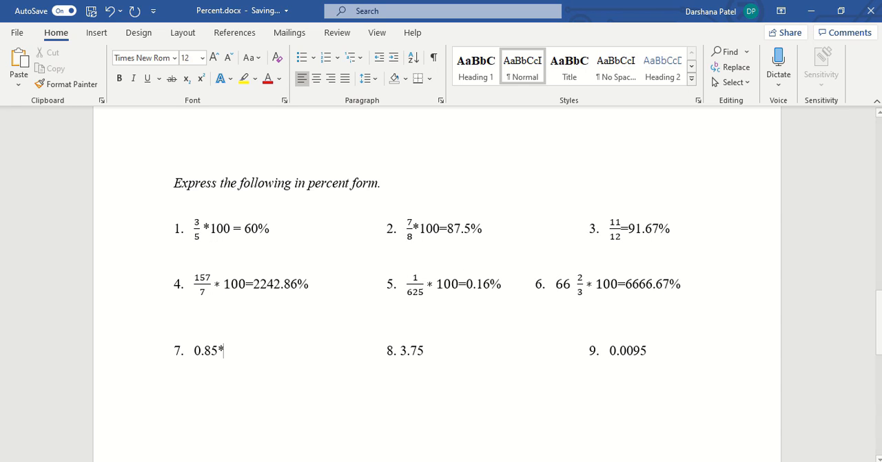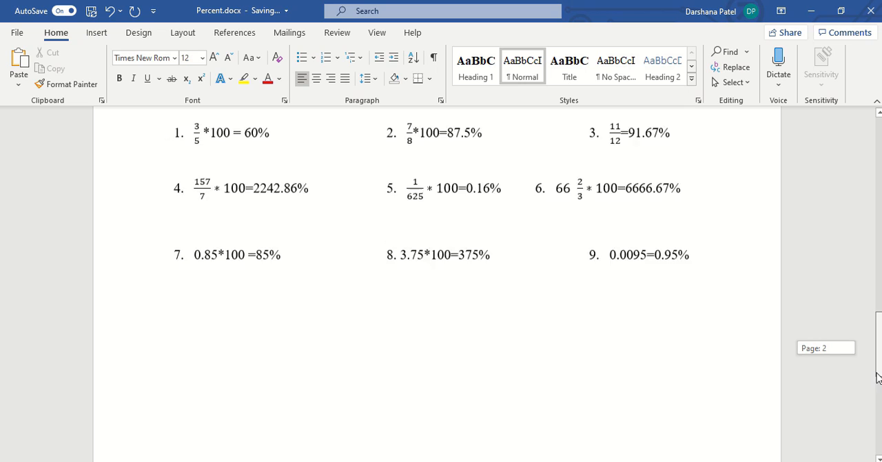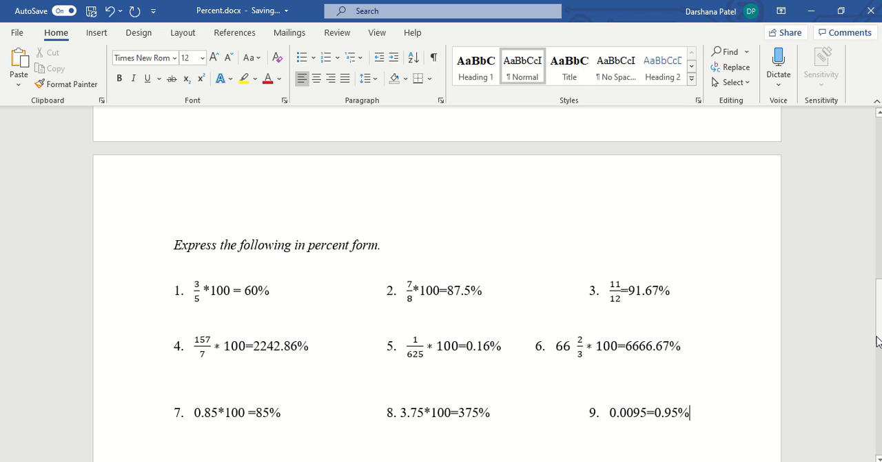This one times by 100 will give us 85%, and this times by 100 will give us 375%. Okay. And then lastly, this multiplying by 100 will be a small number, 0.95%. Okay. So that's converting percent into fractions, fractions into percent, and same with decimals to percents to decimals.